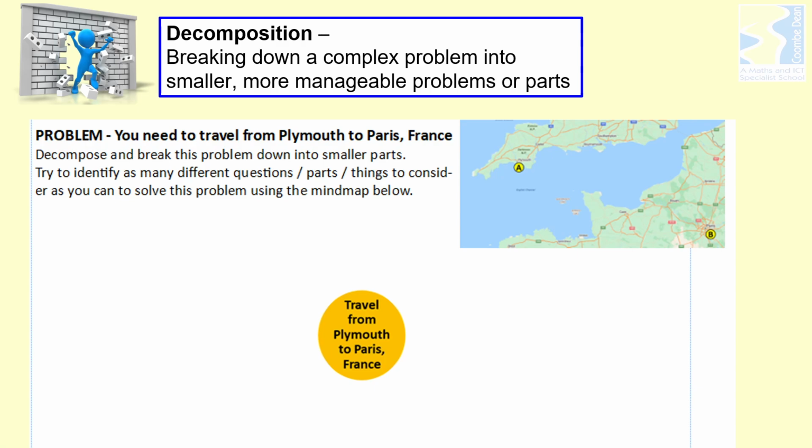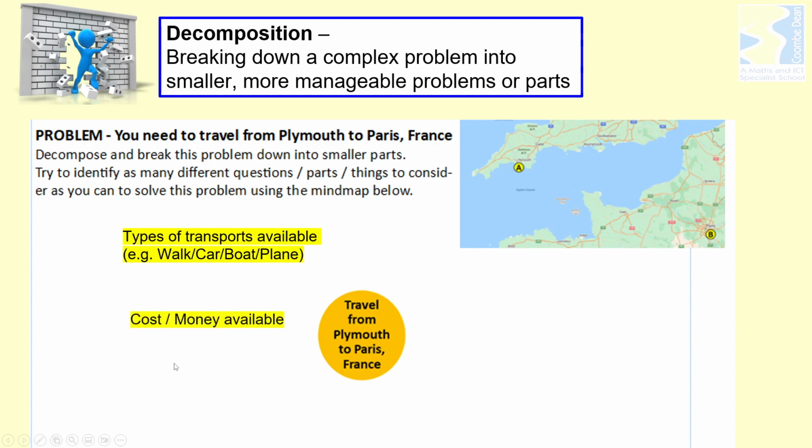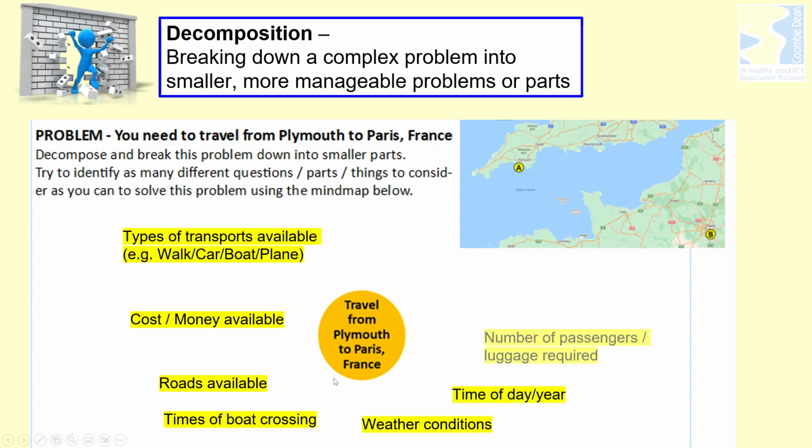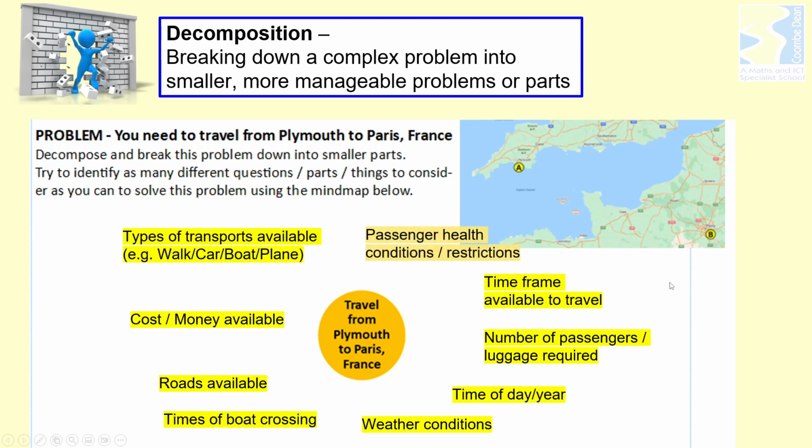How are you going to do it? There are lots of different things to consider. So to decompose this problem, you might want to think about the types of transport available, the cost or money available, how much money do you have, the roads available, times of boat crossings, weather conditions, time of day, number of passengers, how much time, and even things like any passenger restrictions or health conditions, such as is the person pregnant or ill? Can they travel by different means? All those are things you'd have to consider before solving the problem, breaking the problem down into smaller parts.